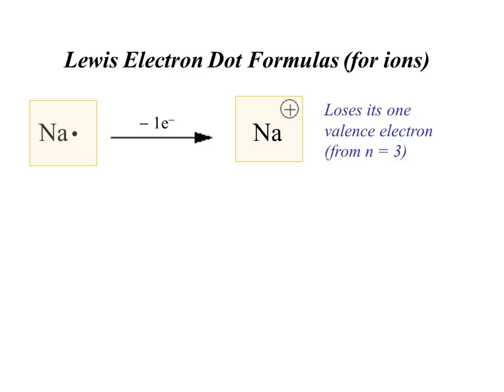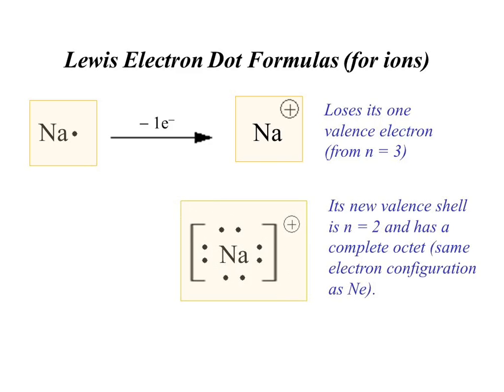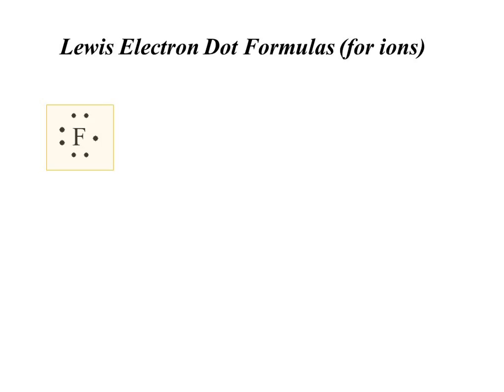This is easiest to show with the full electron configuration. When it loses that, now it has a full 2s2, 2p6. So that's its octet. Basically, it lost one, and what was not valence before is valence now, because it lost one. It's lost its entire valence shell.